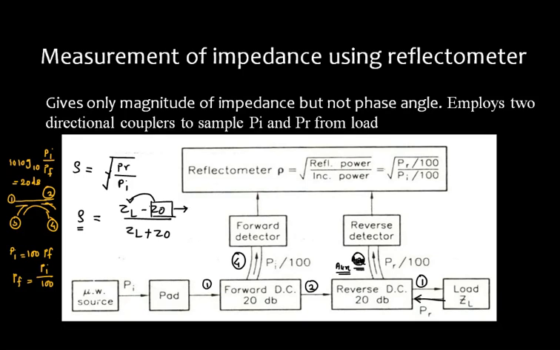So it employs two directional couplers to sample PI and PR from the load. That is the measurement of impedance using the reflectometer method. We have already talked about the reflectometer method. So I think I have covered three methods: the first method using magic T, the second method using slotted line, and the third method using the reflectometer method to measure impedance.